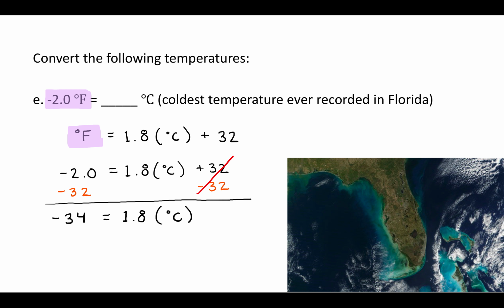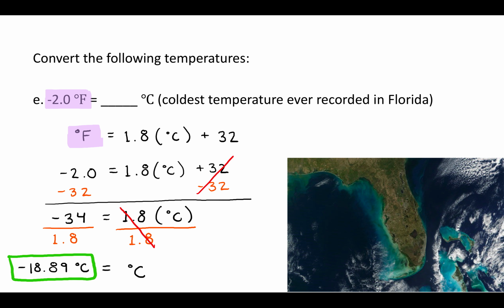So now, we want to get degrees Celsius by itself, but right now it's sticking to the 1.8 through multiplication. To unstick it, we have to do the opposite operation, so division, but with the same number. If you do that on one side of the equal sign, you have to do it on the other. The 1.8 cancels, and we're left with degrees Celsius equaling -34 divided by 1.8, and that would be -18.89 degrees Celsius. That would be the coldest temperature ever recorded in Florida, in degrees Celsius.